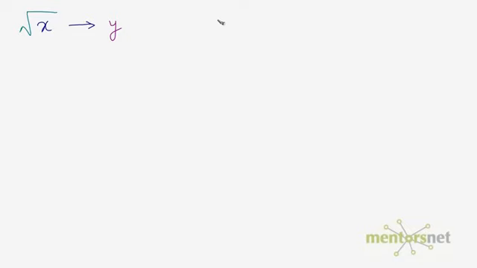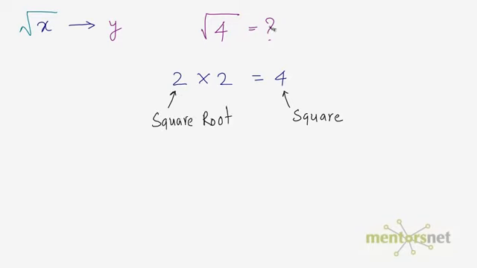Let's say we have to calculate the square root of 4. Now by definition, the square root of 4 is a number which when multiplied by itself gives us 4. So the only number that when multiplied by itself gives us 4 is 2. So 2 times 2 gives us 4. Therefore 4 is known as the square of 2 and 2 is known as the square root of 4. Therefore the square root of 4 is equal to 2.